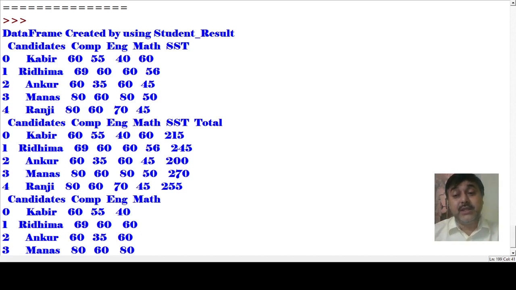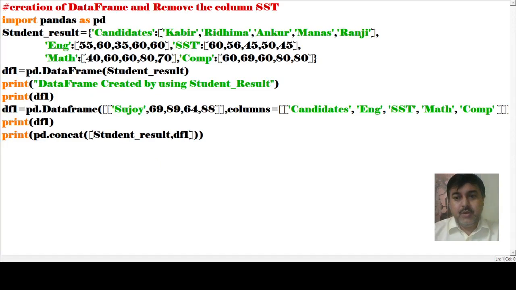Now let us see the next program. What you see in the next program is that we are concatenating. That means we are adding, not removing, we are concatenating. Concat, C-O-N-C-A-T. Concat means to add the column SST.